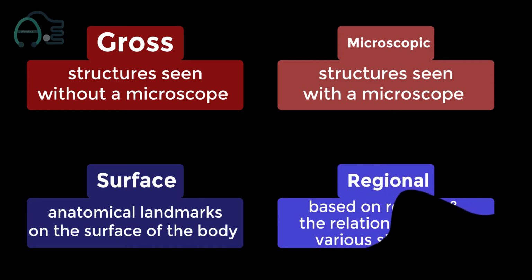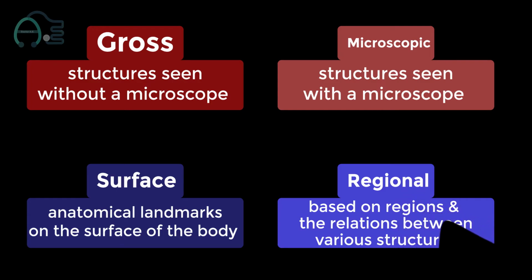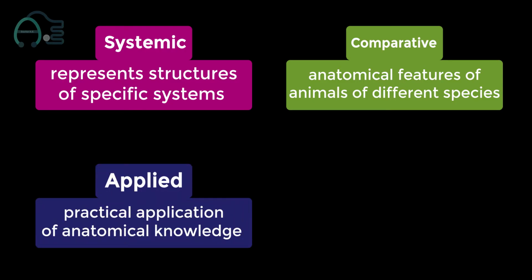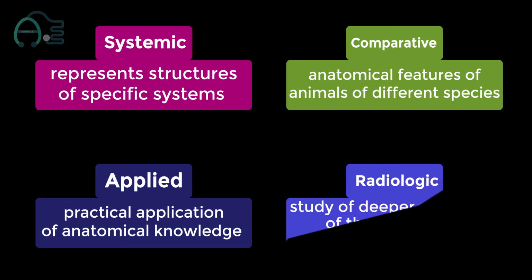Regional anatomy, the study of anatomy based on regions or divisions of the body, such as the head or abdomen, the relations between various structures, like muscles and nerves and arteries etc., in that region. Systemic anatomy, which represents structures of specific systems of the body, for example respiratory system. Comparative anatomy, the study of anatomical features of animals of different species. Applied anatomy, the practical application of anatomical knowledge to diagnosis and treatment.